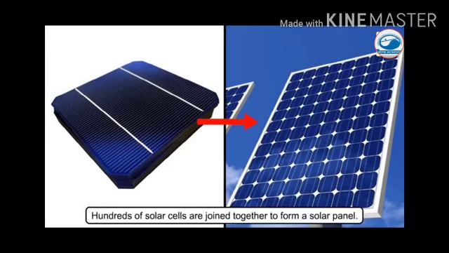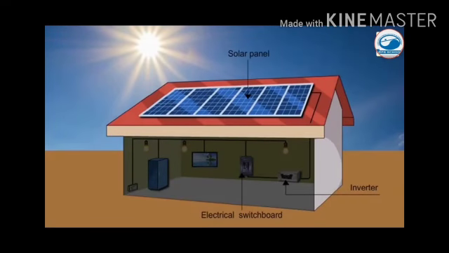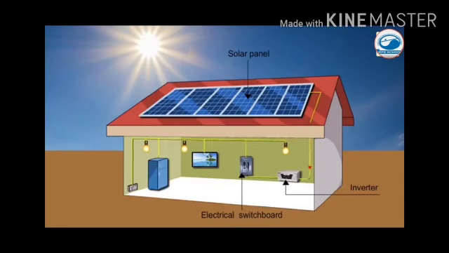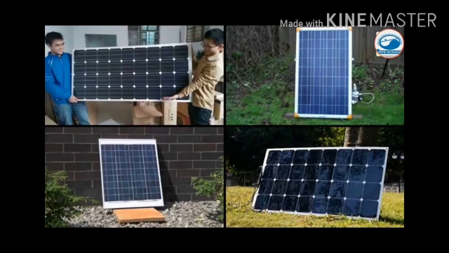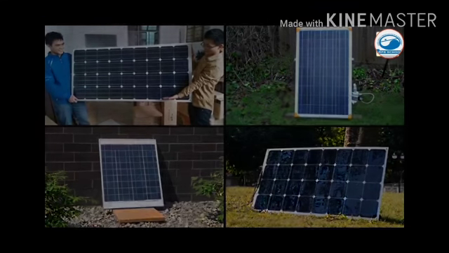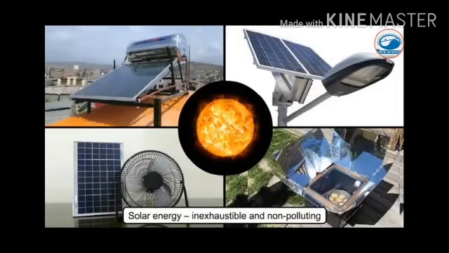Hundreds of solar cells are joined together to form a solar panel. Each solar cell generates a tiny electric current when hit by light. The bigger the solar panel, the more electrical energy it can generate. There is no fear of this solar energy getting exhausted. It will always be there, and the most important fact is it is non-polluting.